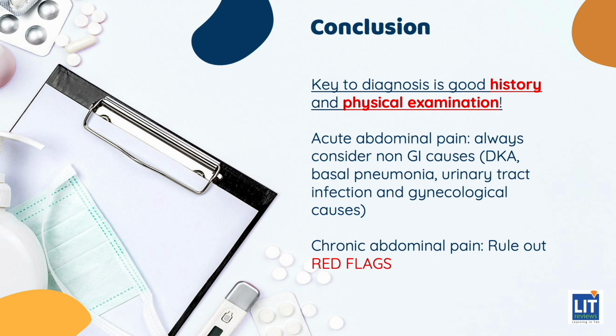In acute abdominal pain, always remember to think outside the box. If there is significant dehydration out of proportion to the presenting symptoms, always ask about preceding symptoms of polyuria, polydipsia, loss of weight, as this patient may be presenting with diabetic ketoacidosis. With respiratory symptoms and minimal tenderness on abdominal palpation, consider referred pain from the chest, as in the case of basal pneumonia. Do not forget about urinary tract infections, which are commonly seen, and remember to rule out gynecological causes in all adolescent females.